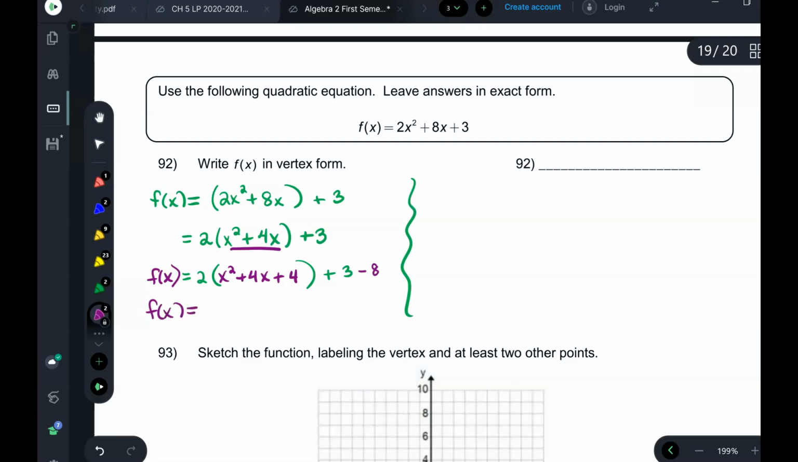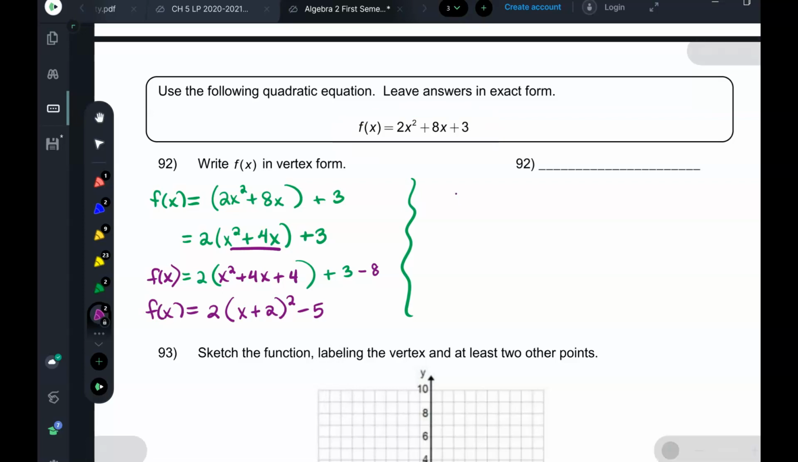And then I get f of x equals 2 times the quantity, factor that, that's going to be x plus 2 squared minus 5. Now, if I were to multiply this all out, I should get back what I started with. So that's a quick, easy way to check my answer there.